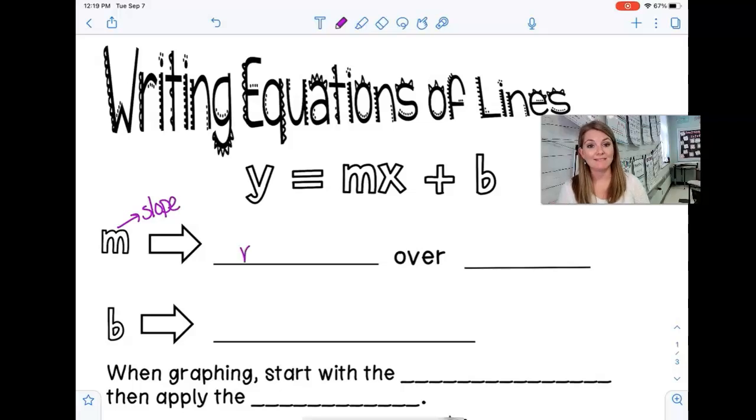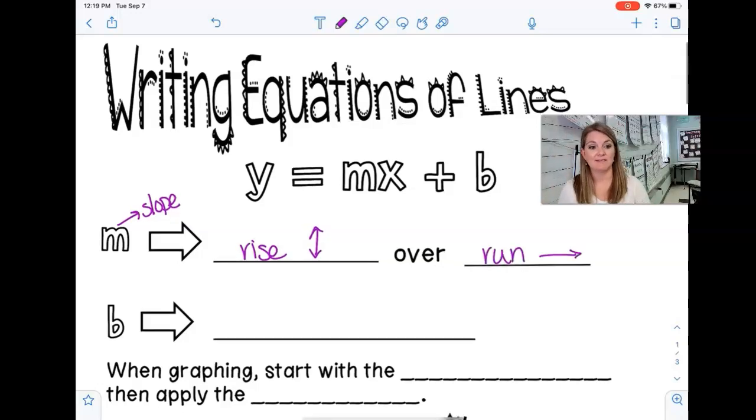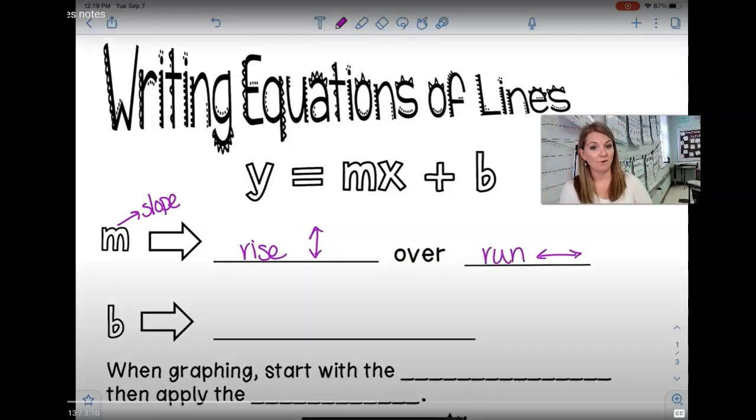And what that means is it is your rise over your run. And rise is always going to be up and down. Run is going to be side to side. Now, I do have that arrow going both directions, but the way that we teach it is you are always moving right. Okay, so you're rising up and down. If you're rising positive, you're rising up. If your slope is negative, you're going to rise down. But then you are always moving right. Very important, always moving to the right.